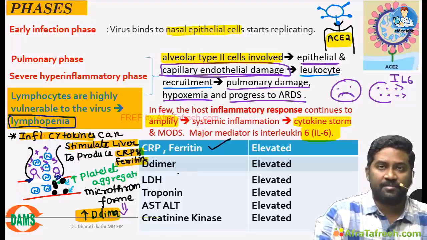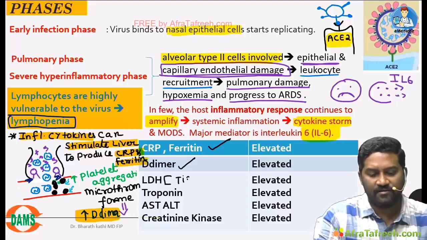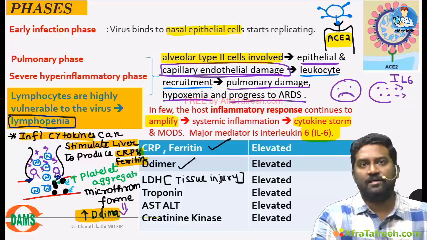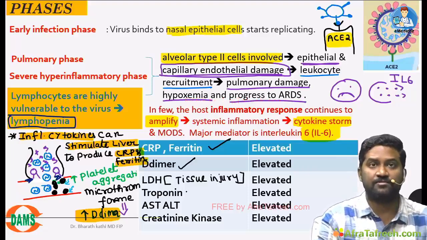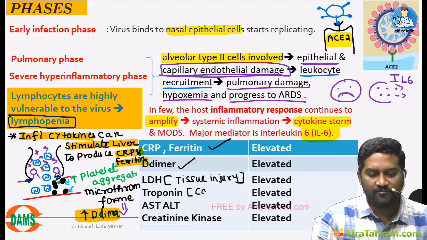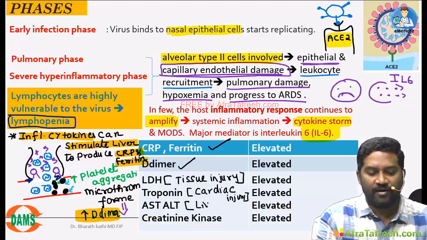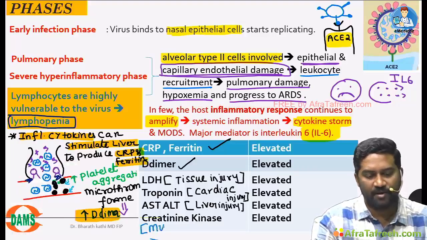Because of endothelial damage and microthrombi formation, D dimer will be elevated. And LDH is a non-specific marker for tissue injury. There is systemic inflammation, cytokine storm, multi-organ damage. That's why there will be elevation of LDH because of various tissue injury. Troponin is a marker for cardiac injury. AST, ALT rise whenever there is liver injury. Creatinine kinase rises whenever there is muscle injury.